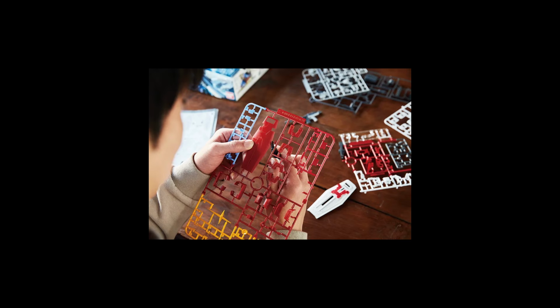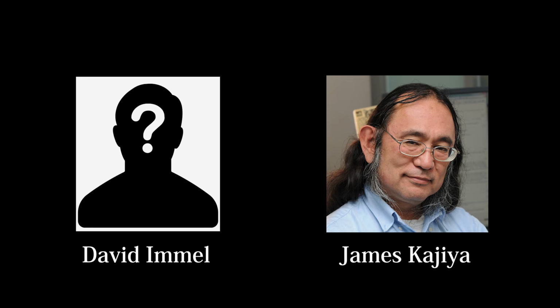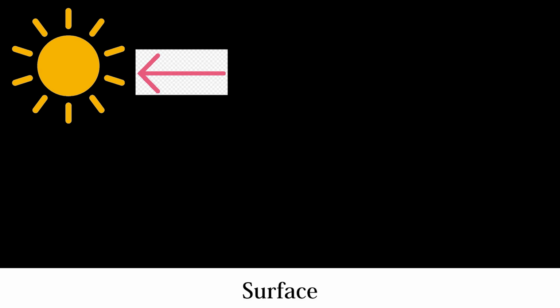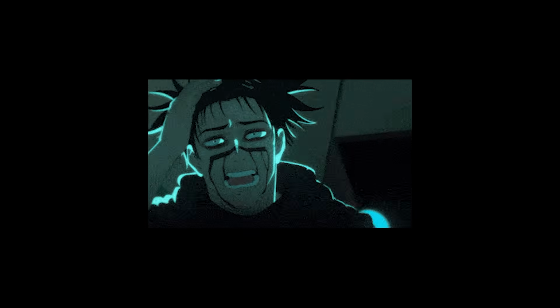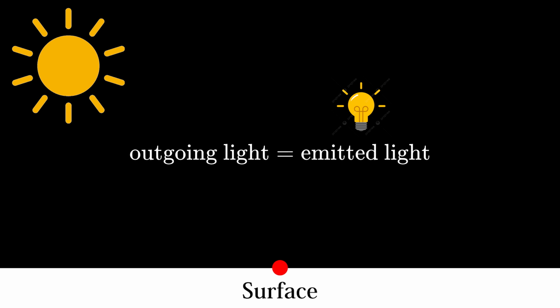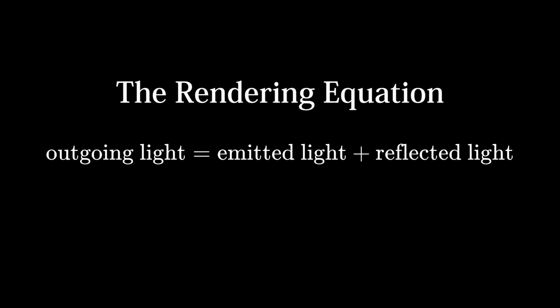So if we want a general model that can do it all, then we need to start at the highest level of abstraction and construct a more sophisticated solution on top of it. This brings us to 1986, when David Immel and James Kajiya introduced a general equation to describe the expected behavior of light surface interactions. Bear with me here, this one is a lot to take in. The amount of outgoing light at a point on a surface is equal to the emitted light plus the reflected light. This is the rendering equation.